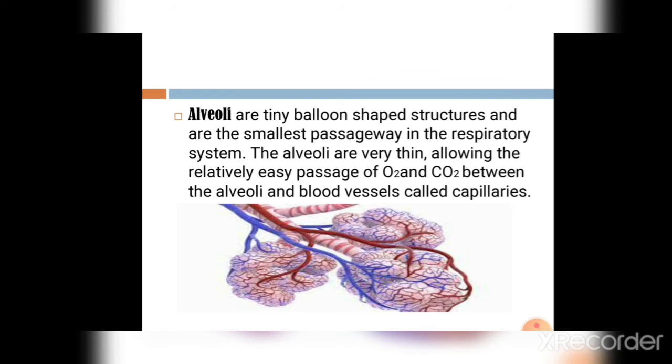or alveoli are tiny balloon-shaped structures located at the tip of each bronchiole, and they are the smallest passageways in the respiratory system. These are very thin structures, and due to this delicate structure, it allows the passing of oxygen and carbon dioxide between these alveoli and the blood vessels circulating there. When you observe this figure, it is very clear that there is a network of capillaries around the alveoli.